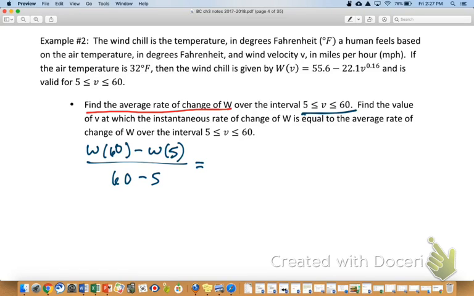Average rate of change, W of 60 minus W of 5 over 60 minus 5. Anybody have it? Santi almost has it. Hurry. Stop. You got it. The fate of the class depends.